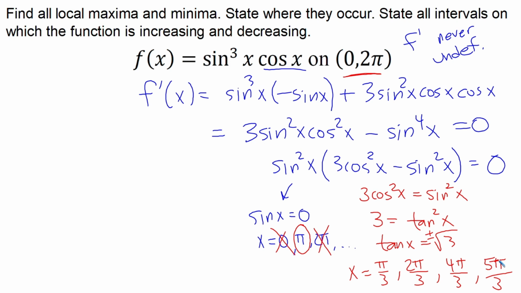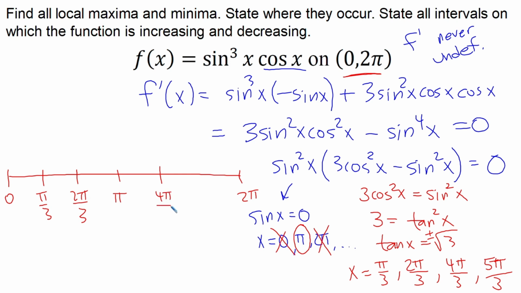We'll need to make a sign chart for them, so we'll see if we can fit that in over here. We're going to start at 0, we're going to end at 2 pi, and we're going to make sure that we get everything in there. Pi over 3, 2 pi over 3, pi, 4 pi over 3, and 5 pi over 3. And the easiest way to think about this is just picking values that we know are going to be in the appropriate quadrants here.